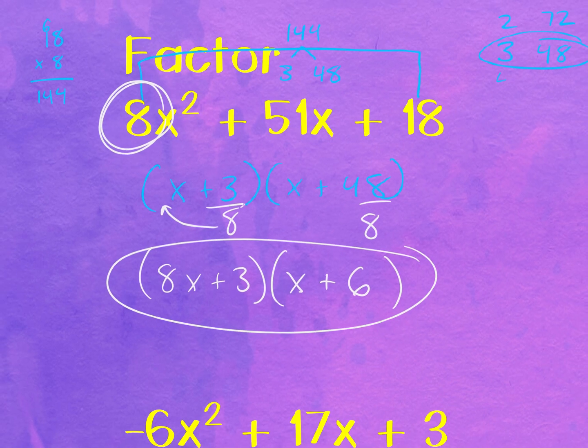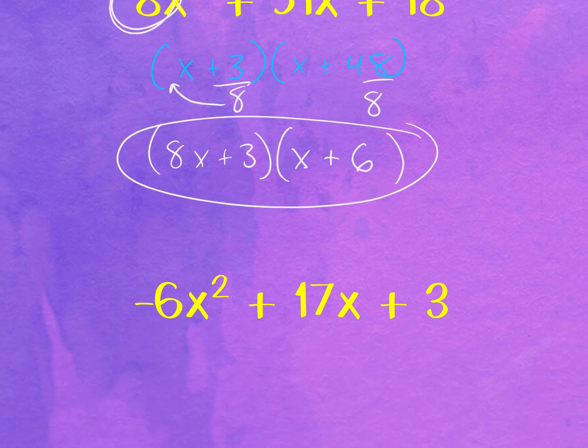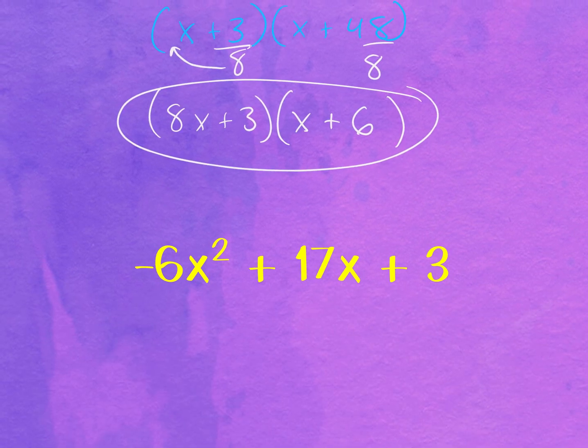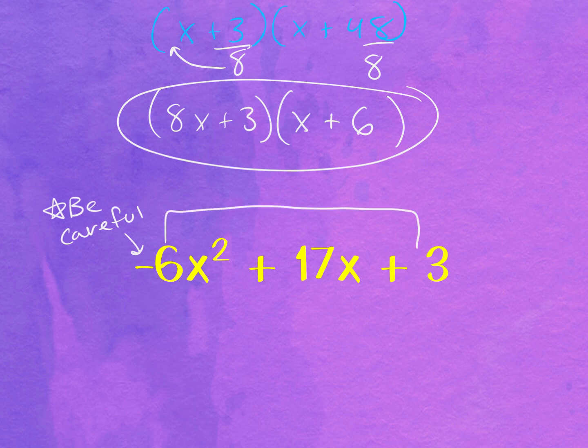All right, let's look at the next. If our leading coefficient is negative, we have to be careful. So be careful when the leading coefficient is negative. But again, we're going to start by doing the same thing. Multiply our first times our last. What's negative 6 times 3? Negative 18. What are 2 factors of negative 18 that add to 17?